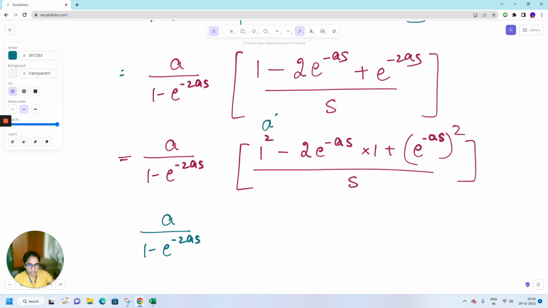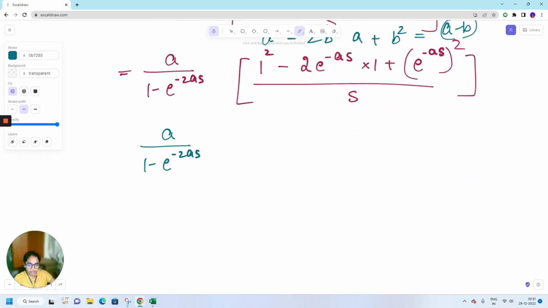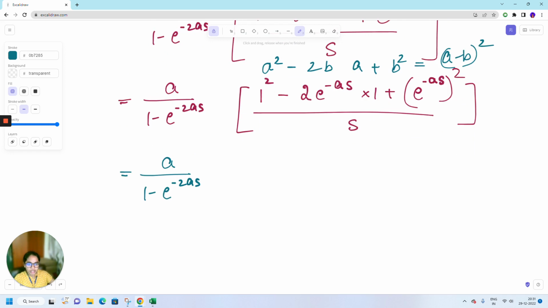a square minus 2ab, or 2ba, it means the same, plus b square. So the formula is (a minus b) the whole square. So that would be, yes, a. What do we have in place of a? We have 1, minus, in place of b I have e power minus s, as the whole square divided by s.